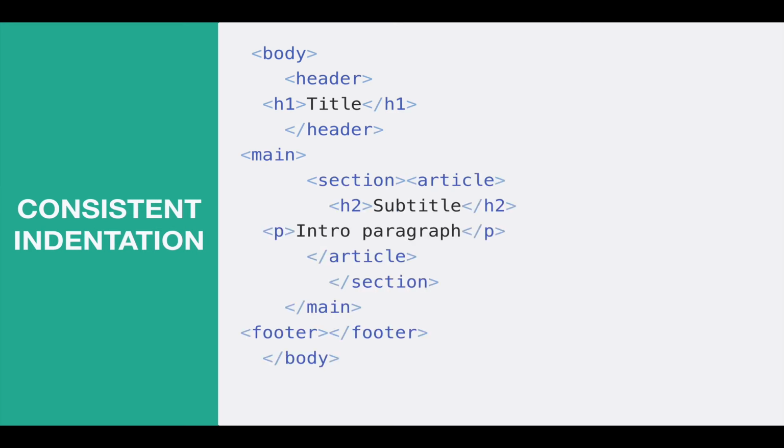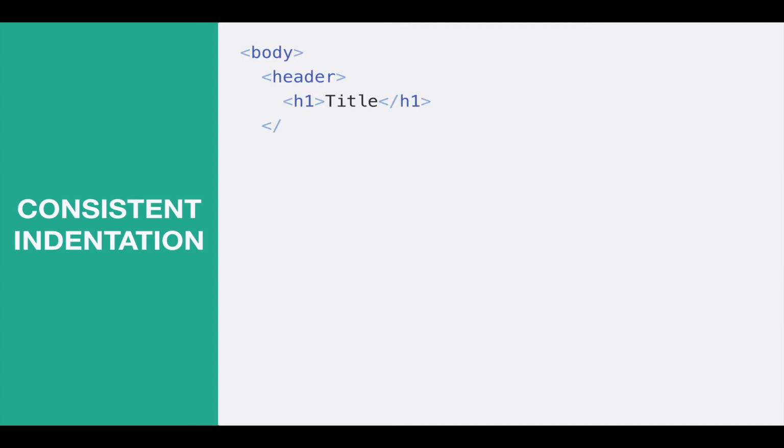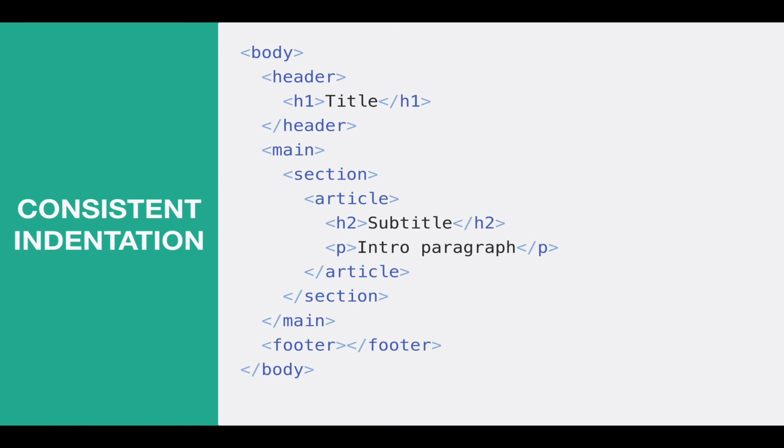Okay, so on consistent indentation, this is what not to do. Don't write your HTML like this. This is impossible to read. You can't see the hierarchy. You can't see what's inside of what. A much better example would be like this. Anytime you have a child element, you tab it over. That creates a visual hierarchy of your page. That's what we want to see.